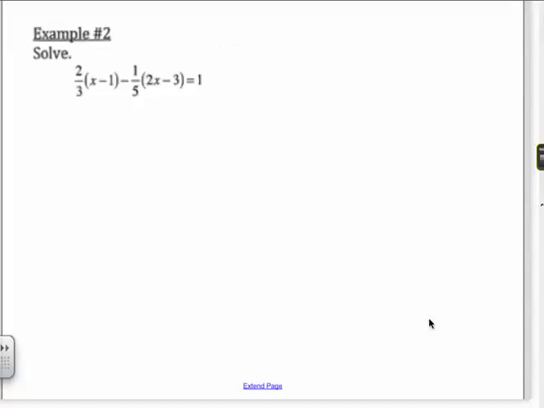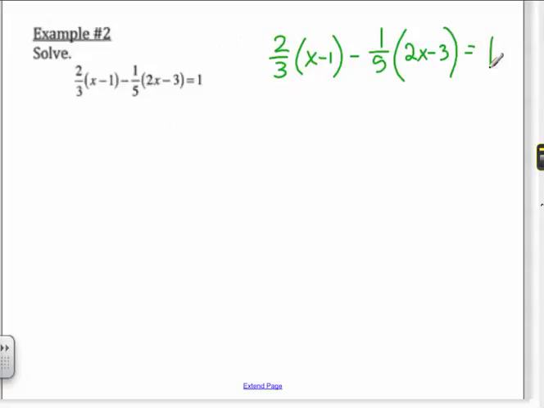Okay guys, here we are again. It says solve. Now I'm going to write this a little bit bigger so it's not as blurry. It says 2 over 3 times x minus 1 minus 1 over 5 times 2x minus 3 is equal to 1. Okay? Now, guys, I could distribute all that in, and then that would make them all have fractions.